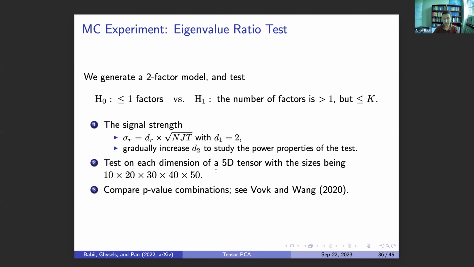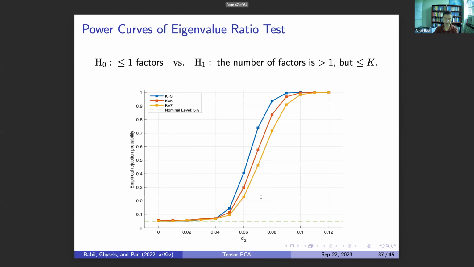And we can apply the test as I discussed. In the 5-dimensional case, we can apply it to each of the 5 dimensions, and so we'll get 5 different test statistics. And we will compare p-value combinations from a paper by Vogue and Wang 2020. So first, we look at a single matricization, and we look at power curves. So we see that the test is consistent as the strength of the second factor increases. We get power that goes to 1.